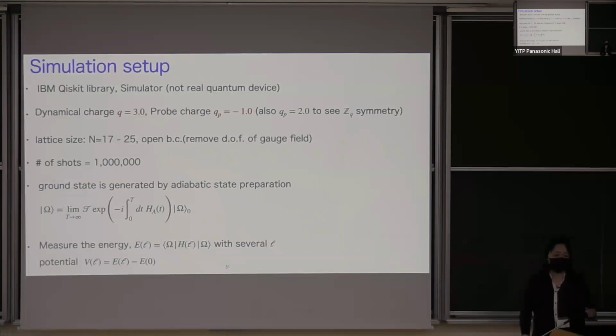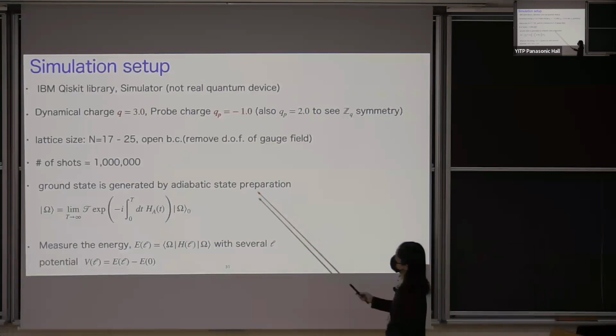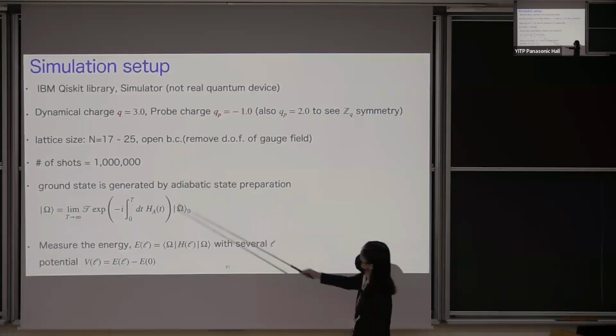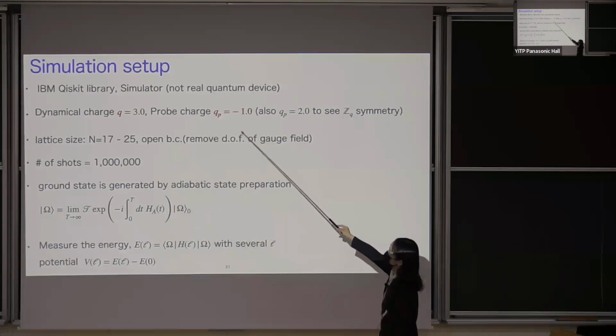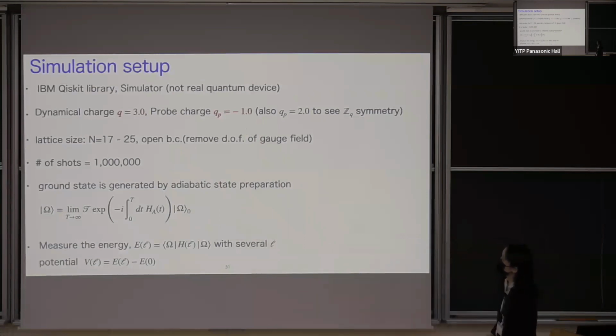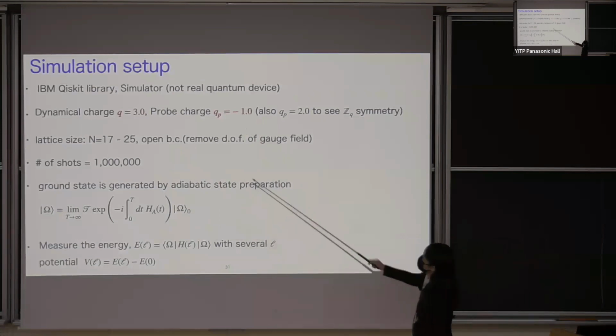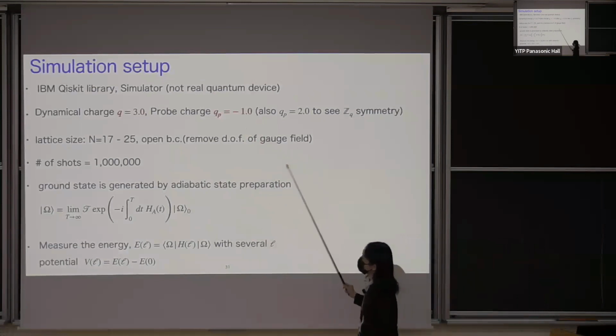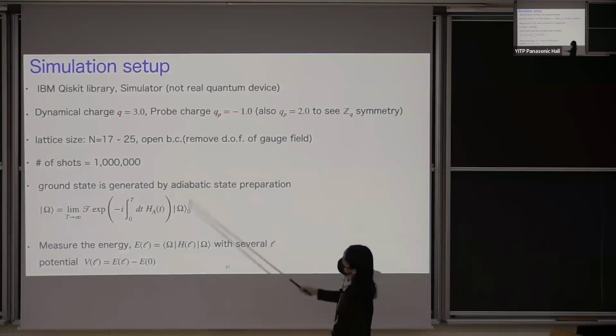And this is the detailed simulation setup. We utilize the IBM Qiskit library, actually the simulator, not quantum devices. In our actual simulation, we take the dynamical charge Q equals 3, and the probe charge is QP equals -1. The lattice size is 70 to 25, and we impose the open boundary condition to remove all the degrees of freedom of the gauge field. The number of shots is 1 million.